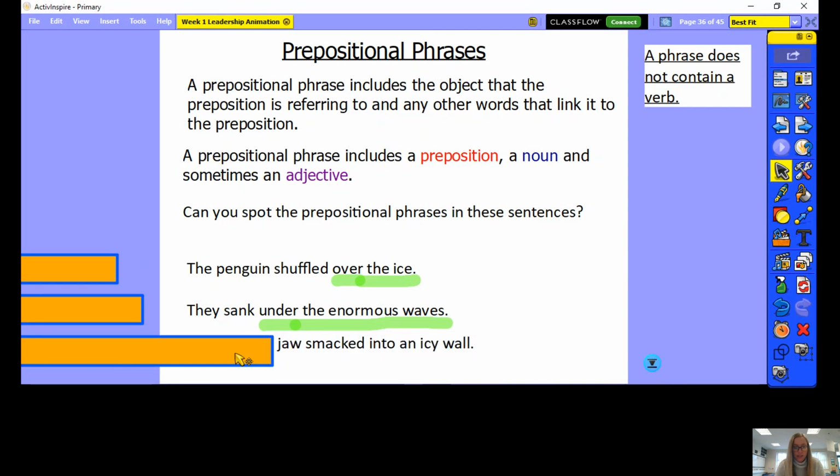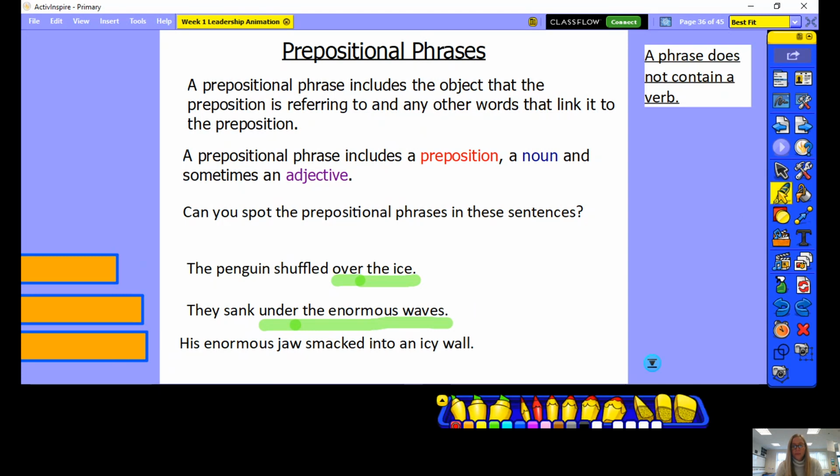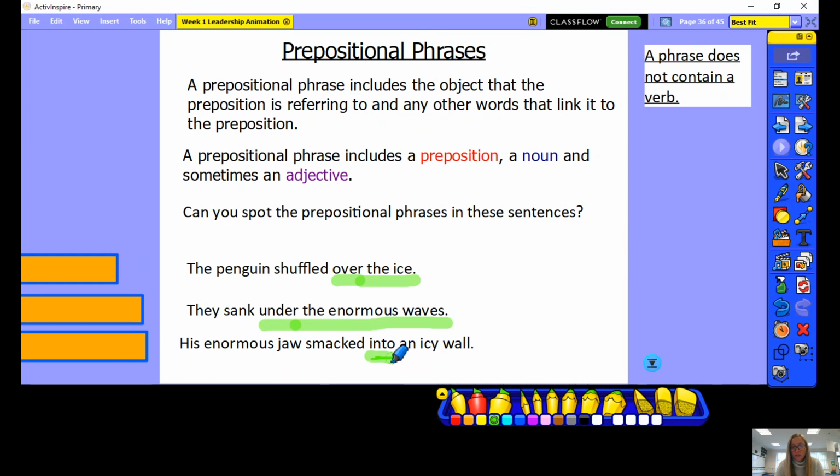And our final sentence is: his enormous jaw smacked into an icy wall. Have a think now. What do you think the prepositional phrase is in this sentence? Pause the video while you write it down. So in this sentence, the preposition is into. So the prepositional phrase is into an icy wall. So we have the preposition, we have an adjective, and we have the noun.